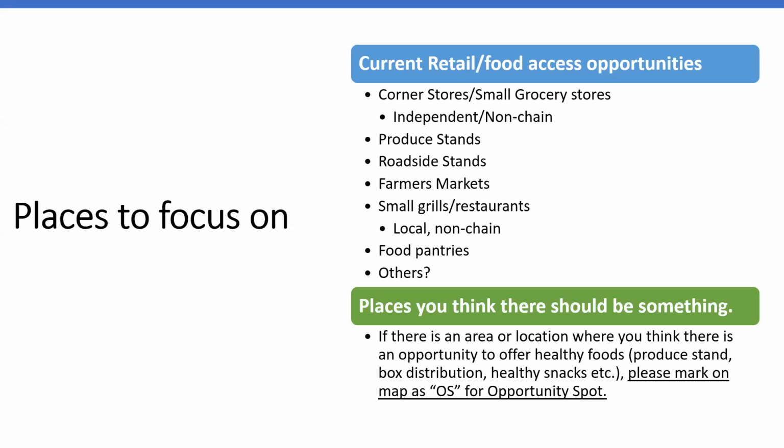So if there's an area or location where you think there is an opportunity to offer healthy foods, whether it be something like a produce stand, a produce box distribution, or healthy snacks, or any type of thing like that, we would love for you to mark that on the map as OS, and that stands for an opportunity spot. So say you've always thought that a certain place would be a perfect place for a farmer's market, we want you to mark that on the map.